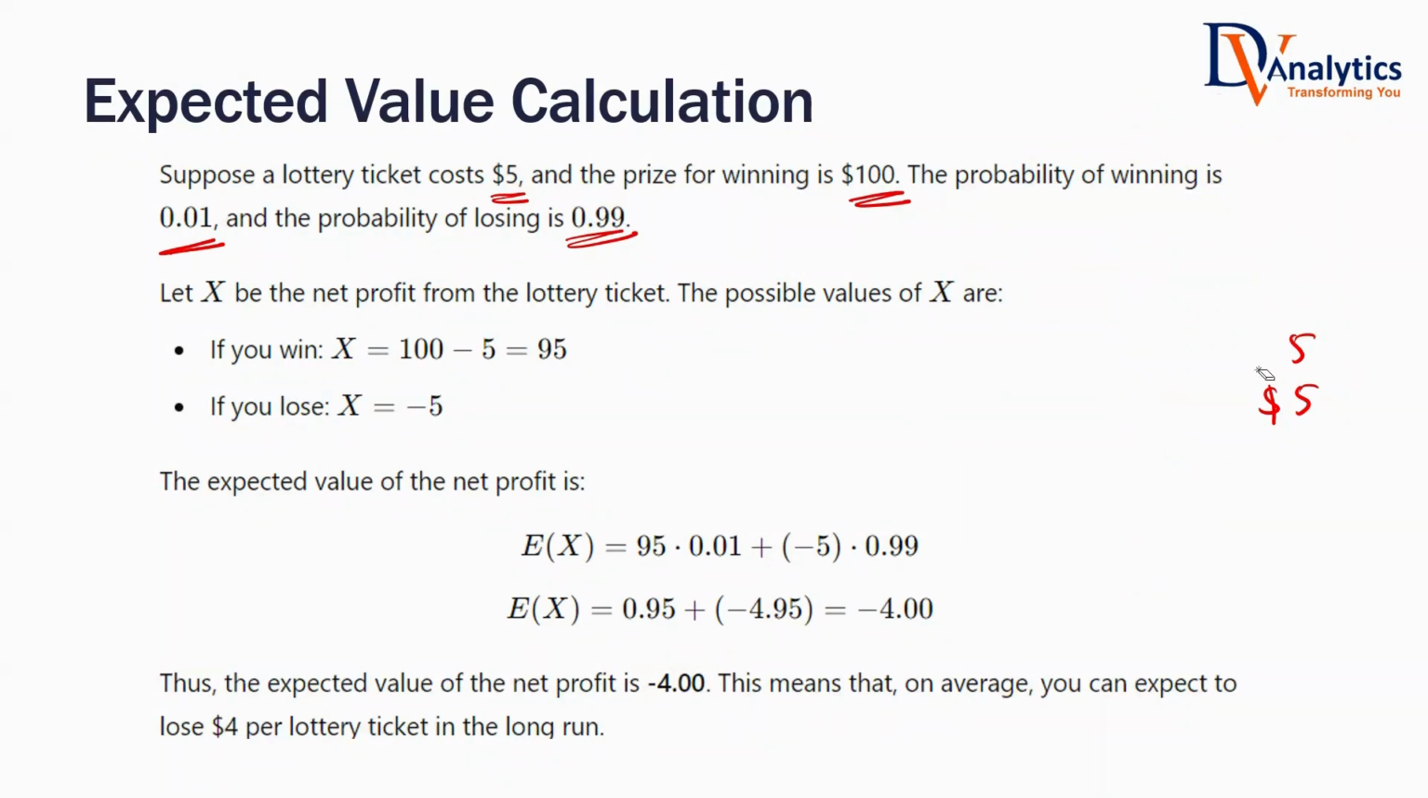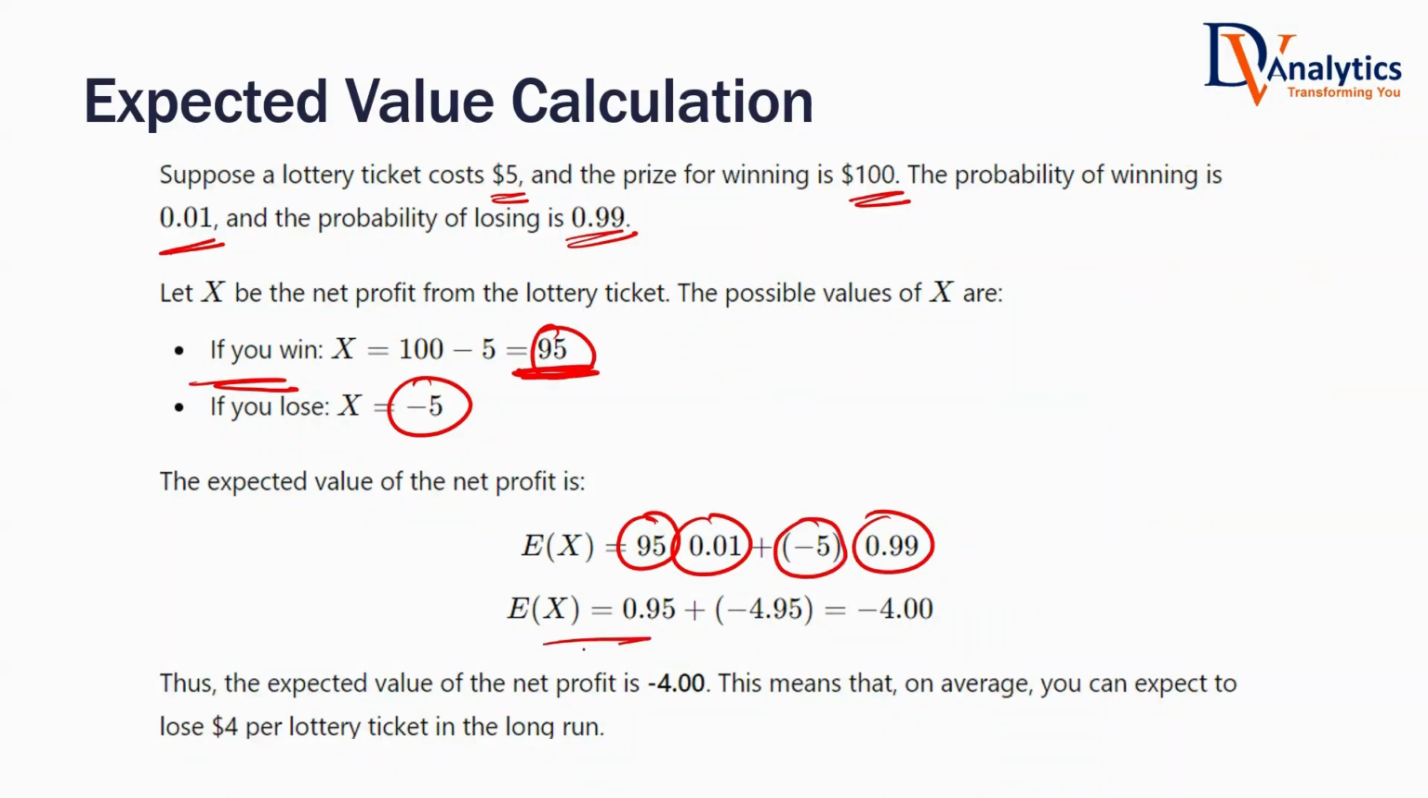You can write the possibilities. If you win, you will get 95 only, because the $5 you anyway spent buying it. That's why I'm counting it as 95. If you lose, you will lose $5. The probability of winning is 1%, and you will get $95 from there. The probability of losing is 99%, and you will lose $5 from there. So the expected value is a $4 loss. If you keep on repeating this experiment, on average you will lose $4.